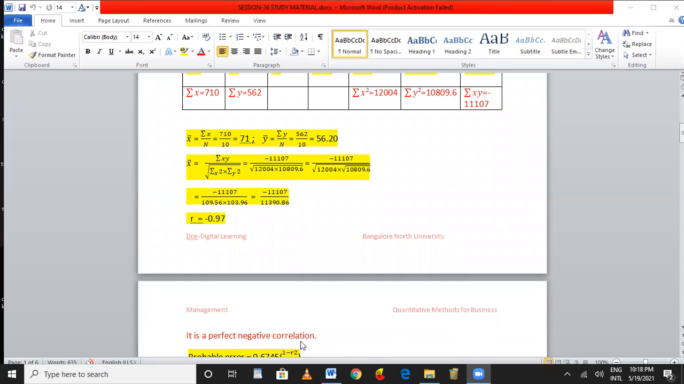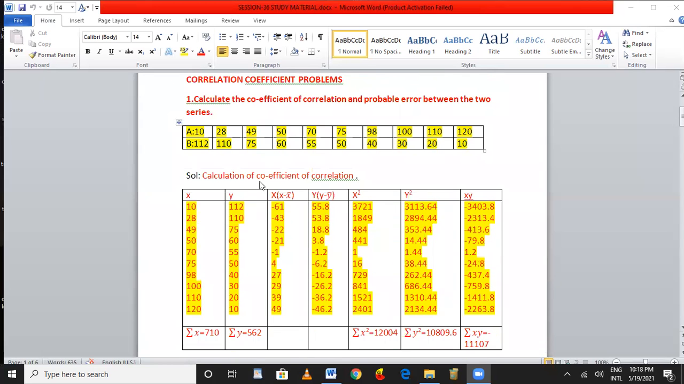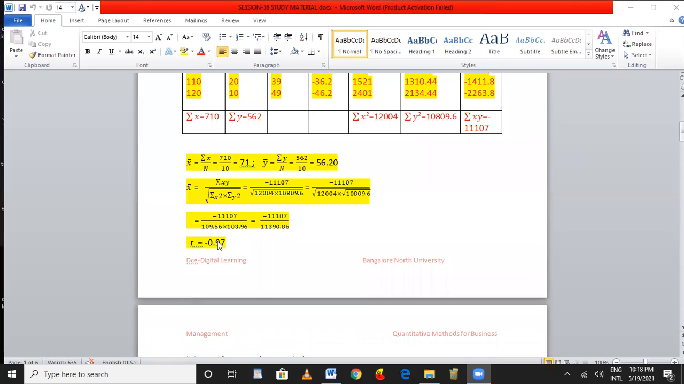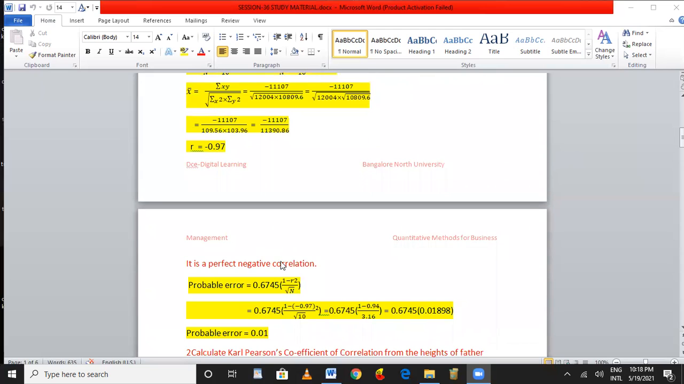It is a perfect negative correlation. High degree correlation, negative correlation, or here we are finding the relationship between the A series and the B series. It is equal to 0.97. Then we have to calculate the probable error in this problem. The formula for the probable error is 0.6745 into 1 minus r square divided by root n.